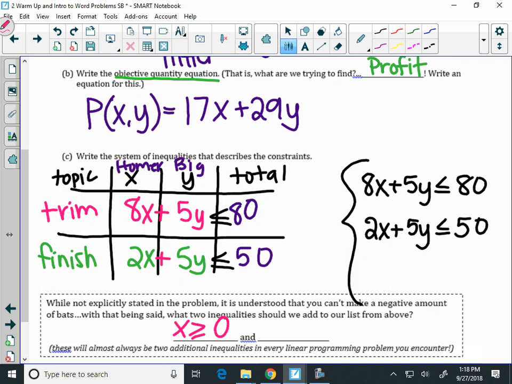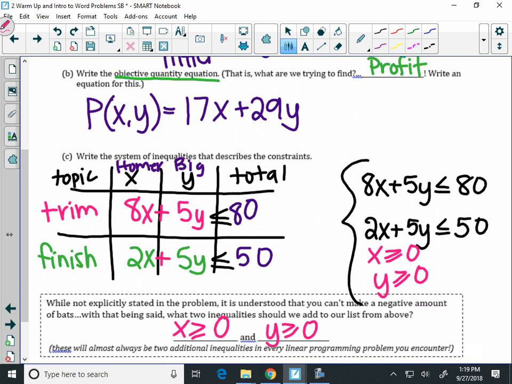What do you think that means? What's the x? What do we say x was? Homer hitters, right? The homer hitters, I can't make a negative number. I can make 0 bats, and I can make positive, but I can't make negative. And we also have to add the same thing for y here. I can't make a negative homer hitter or a negative big timber bat. So those actually get added into your system of equations. So when we do graph this tomorrow, we'll have 4 equations to graph, which will be 4 lines.